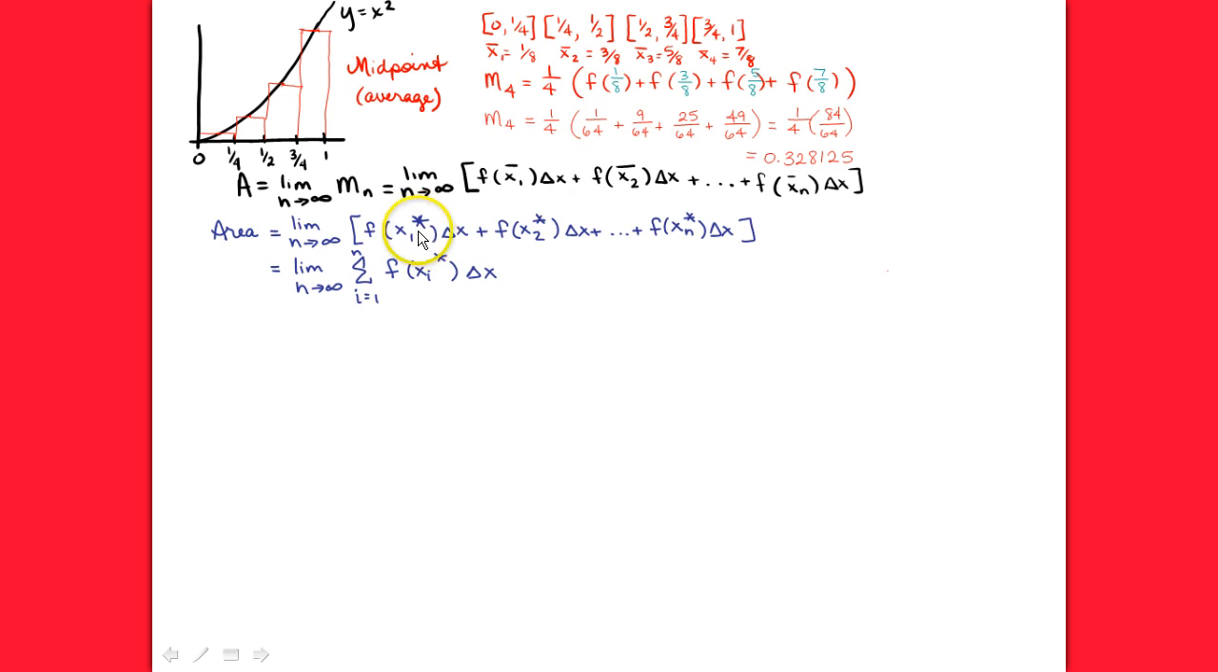This little asterisk right here, they tell me in the book, represents any value that I want in that subinterval. It could be the left endpoint, it could be the right endpoint, it could be the midpoint. Whatever value that I want to choose from that subinterval. If we look at it that way, then we could use summation notation to simplify that even further. We could say, all right, let's have f of x sub i times the change in x, where we start by plugging in 1, i is equal to 1, and we stop when we get to n.